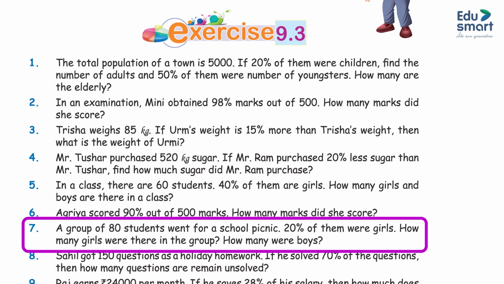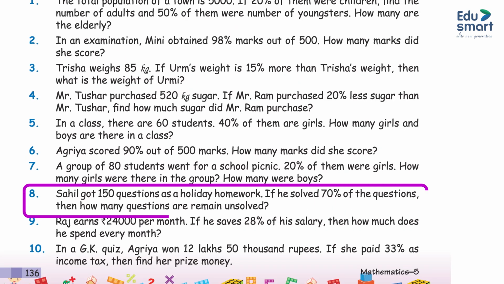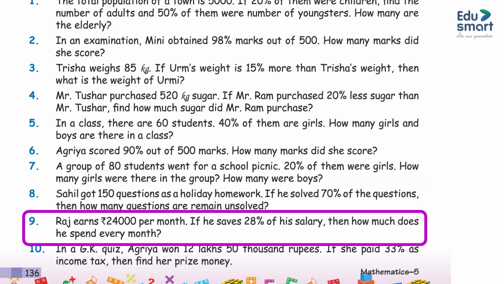20% of them were girls. How many girls were there in the group? How many were boys? Answer: 16 girls, 64 boys. Question 8. Sahil got 150 questions as holiday homework. If he solved 70% of the questions, then how many questions will remain unsolved? Answer: 105. Question 9. Raj earns 2400 per month.